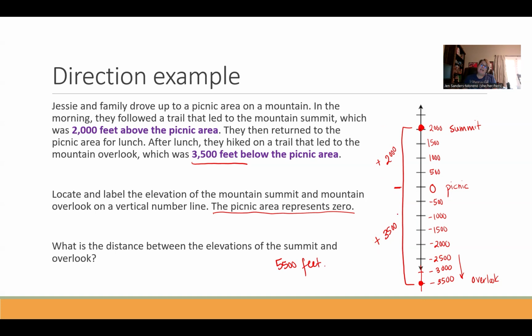So yes, this is technically a negative 3,500, but we're talking about just the distance. Like if we were to measure the distance as a positive number, what is that distance? It's also referred to as absolute value. When you take a distance and just take it as its positive, that is also called absolute value.